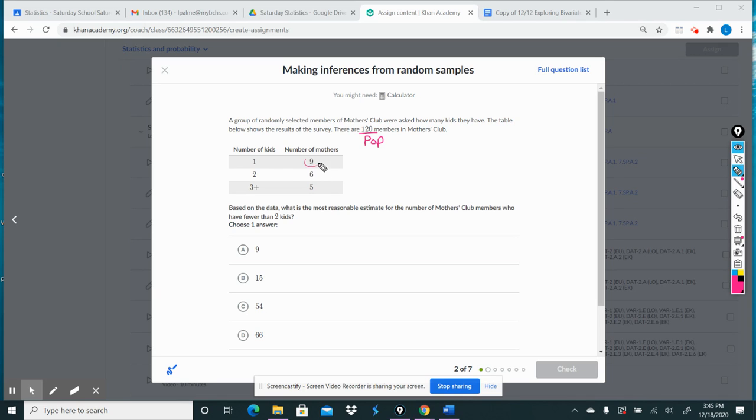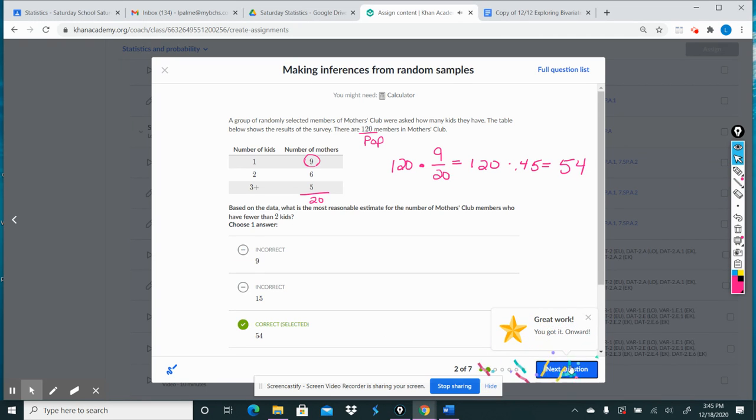So fewer than 2 kids would be that 9 out of how many? And if we add all this up, we get 9 plus 6 is 15 plus 5 is 20. So 9 divided by 20 would be that sample proportion. And we're going to multiply that times our 120. So 9 divided by 20 gives us the 0.45. So 120 times 0.45, and we get 54. So approximately 54 would be the most reasonable estimate of the number of Mothers Club members who have fewer than 2 kids. So it would be C in our case.